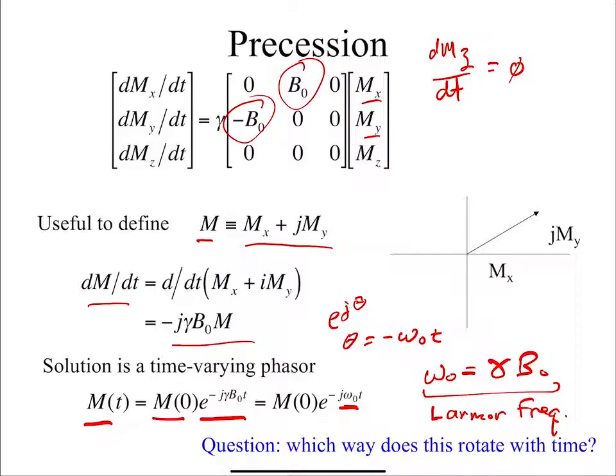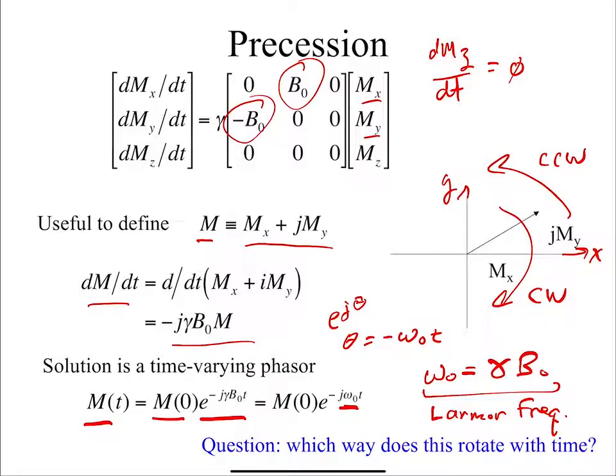So, okay, let me draw it this way. Clockwise would be this way, and counterclockwise would be this way, where this is your x and your y components. If the theta angle is minus omega naught t, will it go clockwise or counterclockwise? Clockwise, right? Because the thetas are becoming more negative.